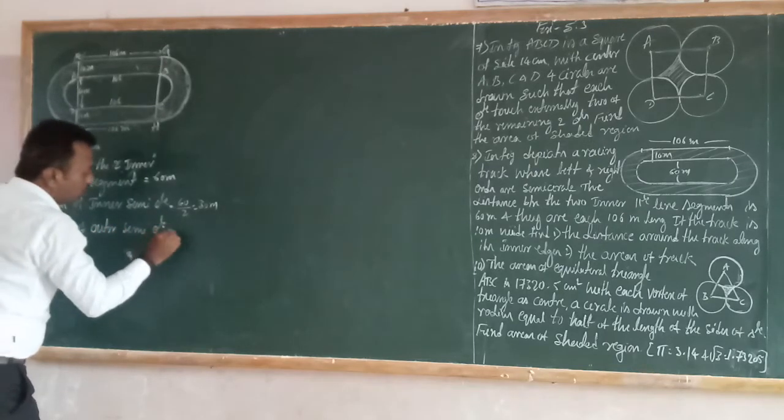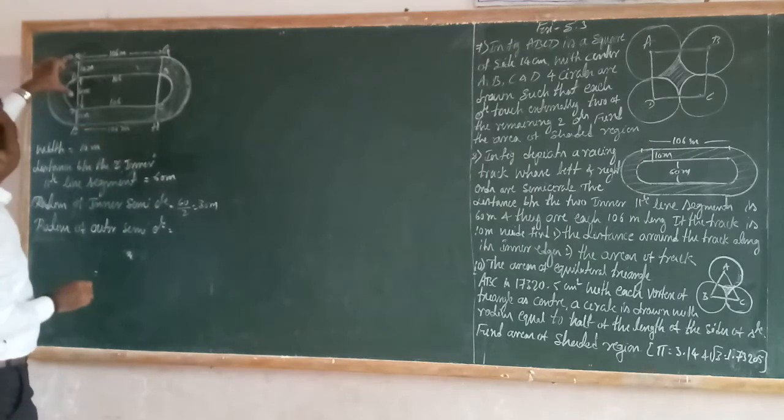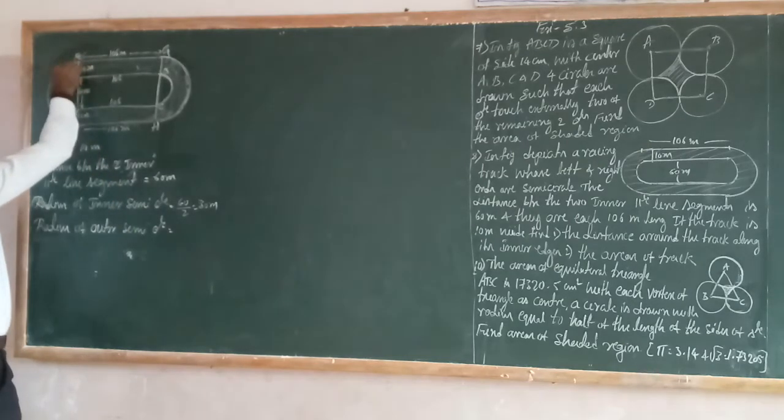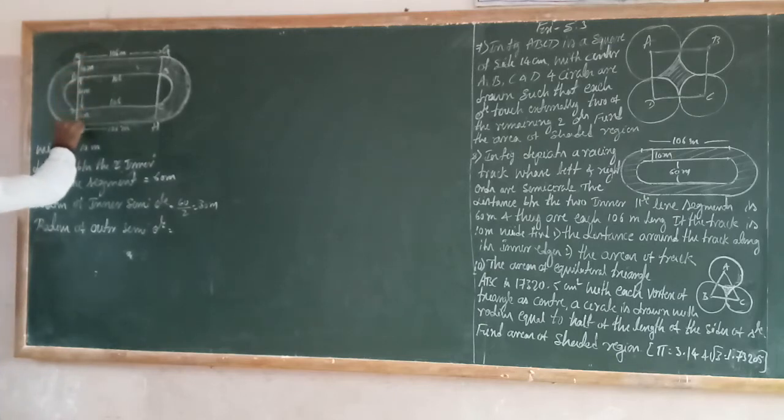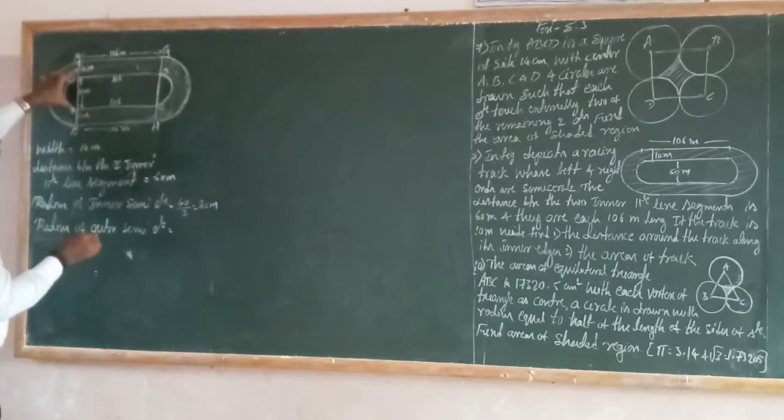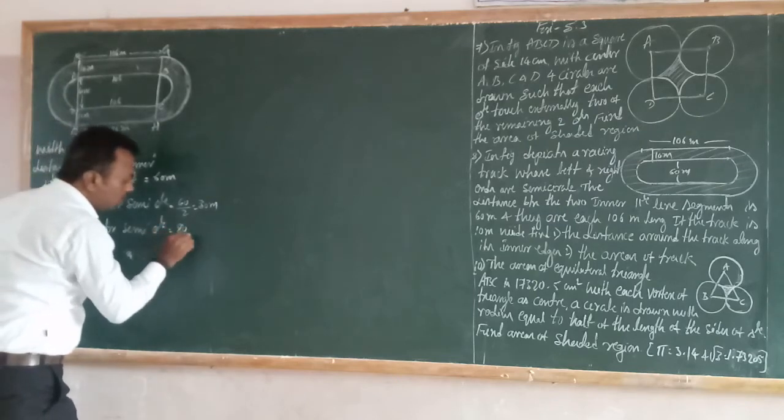See students, this is the outer semicircle. From here to here is the diameter of the outer semicircle. This is 60, and the width of the track is 10 meter. 10 plus 10, 20. 20 plus 60, 80. So 80 by 2 means 40 meter. This is the radius of the outer semicircle.